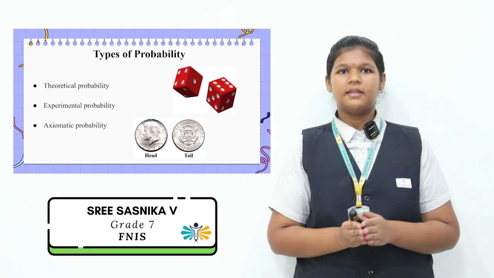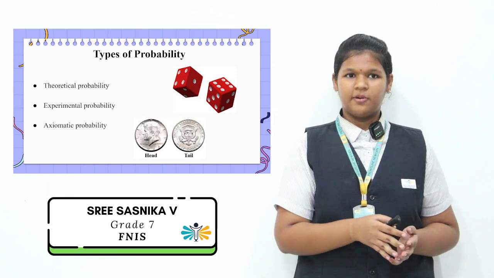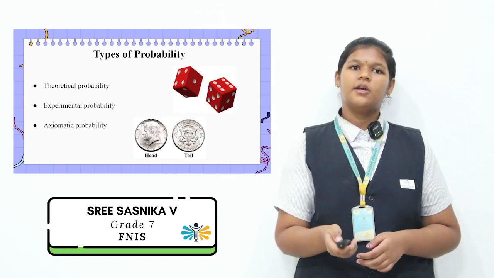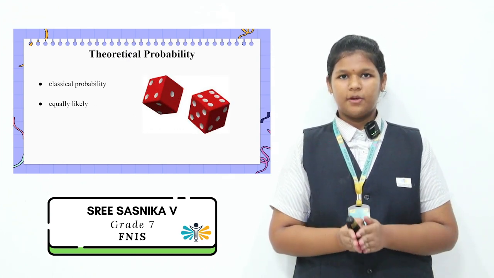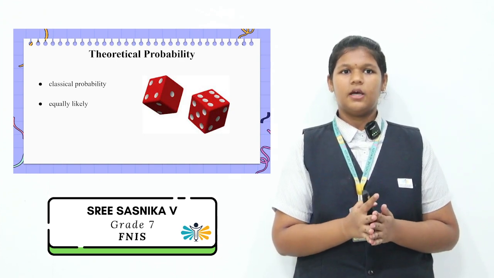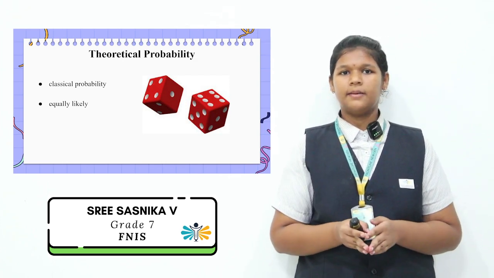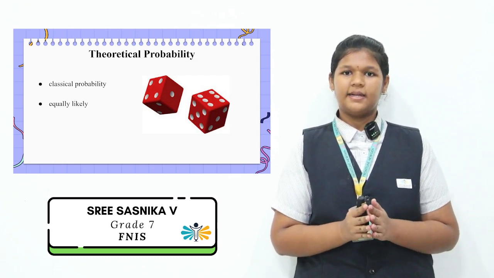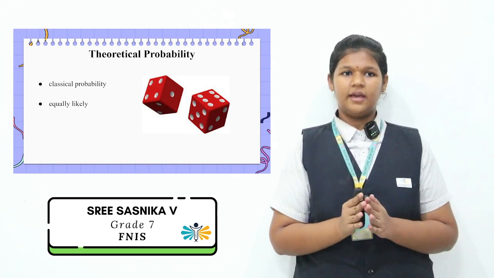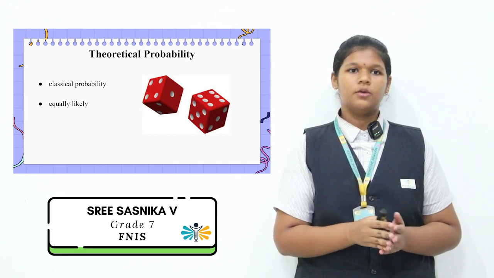Now let's see the three major types of probability: theoretical probability, experimental probability and axiomatic probability. Now let's see about theoretical probability. Theoretical probability is also known as classical probability. This is assumed from a sample space that is equally likely. For example, consider rolling a 6-sided fair die. The sample space is 1 to 6. If A is rolling a 2, the theoretical probability of 2 is 1 by 6.